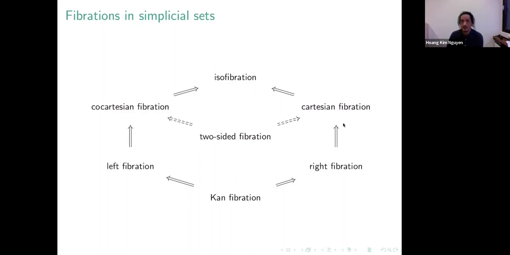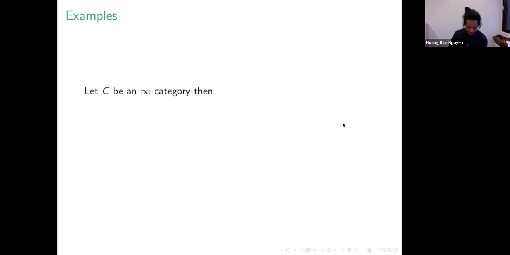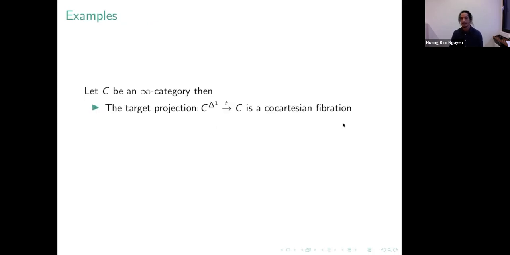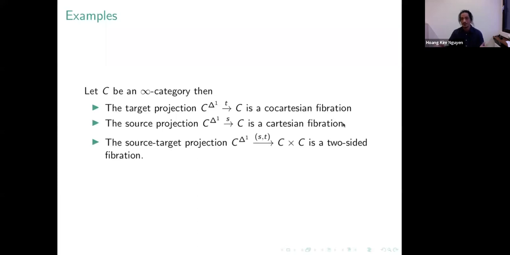What will also be important for us today is a two-sided fibration, and I'm just talking about discrete two-sided fibrations today. So it's a fibration over a product, which is covariant in one variable and contravariant in the other variable. This is not really an implication, but if I project down to one variable, I get a cocartesian fibration, and if I project down to the other variable, I get a Cartesian fibration. Here are some quick examples. If we have an infinity category C, then the target projection is a cocartesian fibration, and the source projection is a Cartesian fibration. And finally, if I take both at once, then it turns out that this is a two-sided fibration.